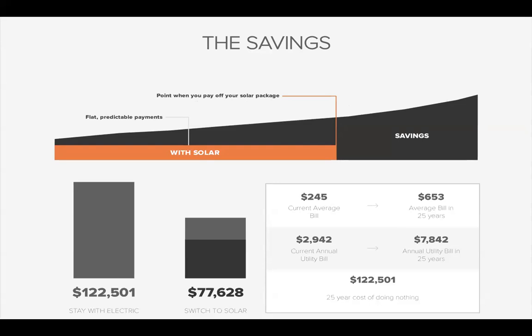So if they use the same amount of electricity in the next 25 years that they used over this last 12 months, their bill is going to go up by over $400. So it's going to be $653 a month average that they're going to be spending on utility in 25 years. That's $2,942 a year, and then it goes up to $7,842. That's $122,000 by not going solar. So you're going to spend $122,000 on electricity.